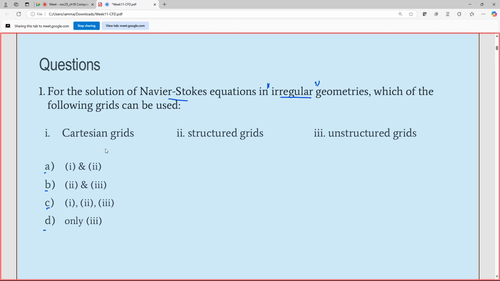It's basically a simple question. Try to recollect what we have learned in the course and try to answer the question. Please inbox your answers.